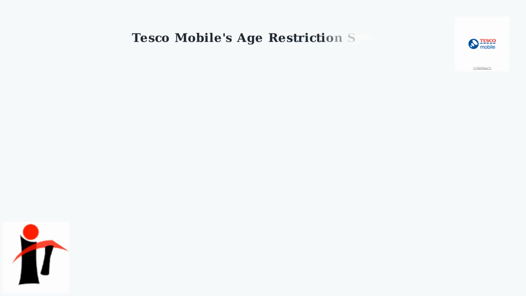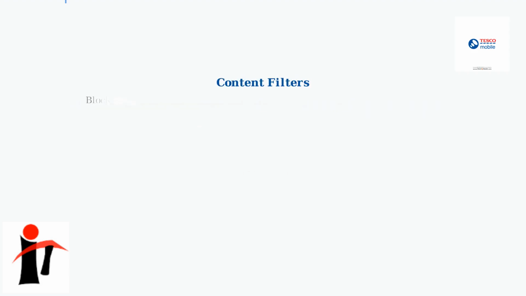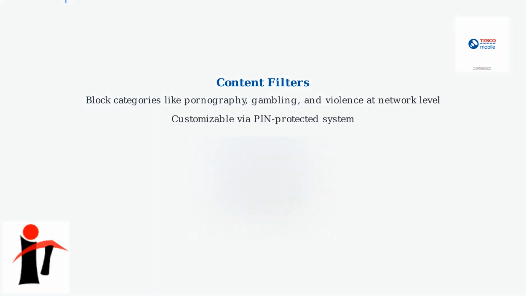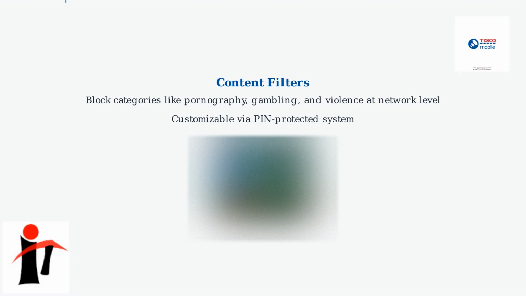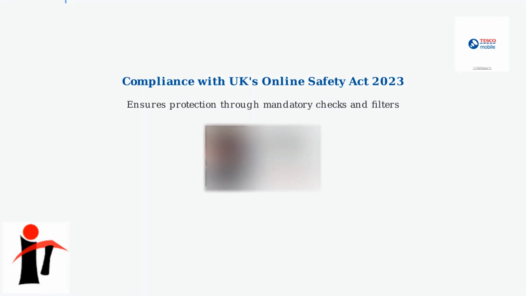Tesco Mobile's age restriction system hinges on age verification and content filters. Age verification, now mandatory for new users, uses methods like gov.uk verify or facial recognition. Content filters block categories like pornography, gambling, and violence at the network level, customizable via a PIN-protected system. These filters are opt-in for family plans and opt-out for individual accounts over 18. This system complies with the UK's Online Safety Act 2023.